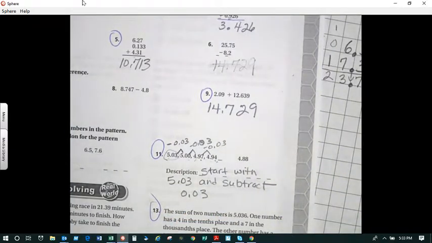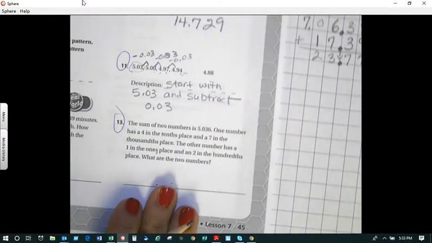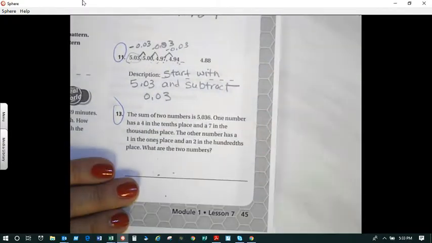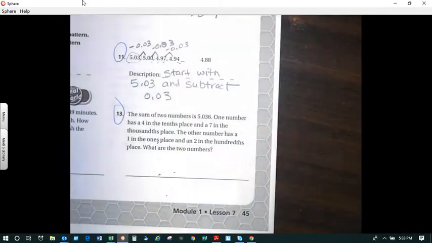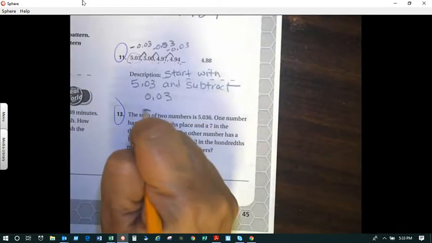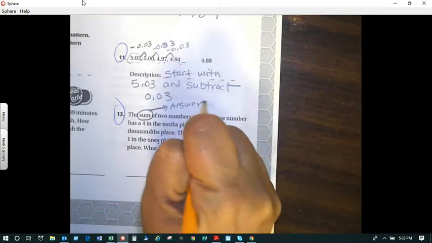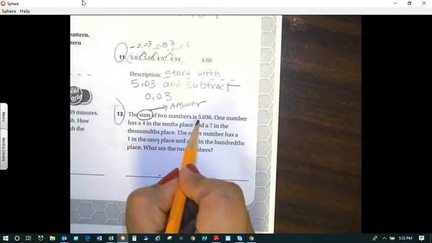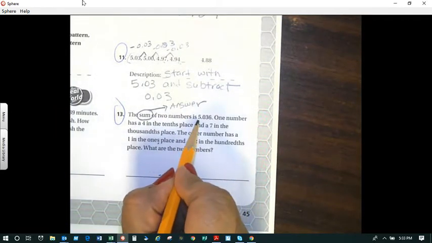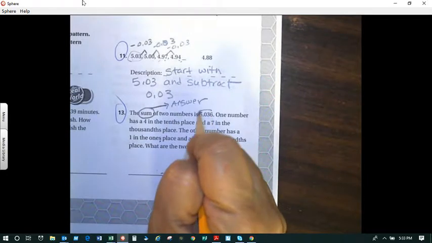All right, now this is fun. So if you like different types of riddles, you'll really like this one. It says that the sum of 2 numbers, sum is the answer to an addition problem. So this is already the answer. Of 2 numbers equals 5 and 36 hundredths. So this is my answer.